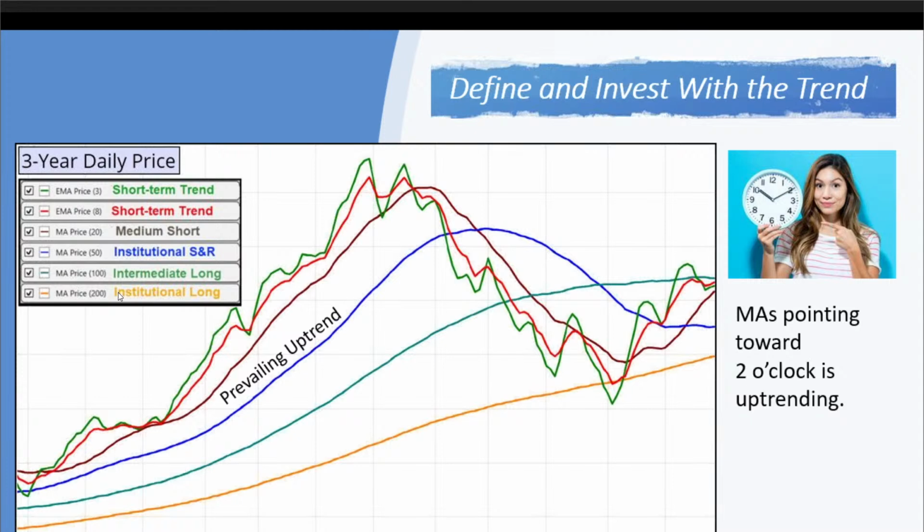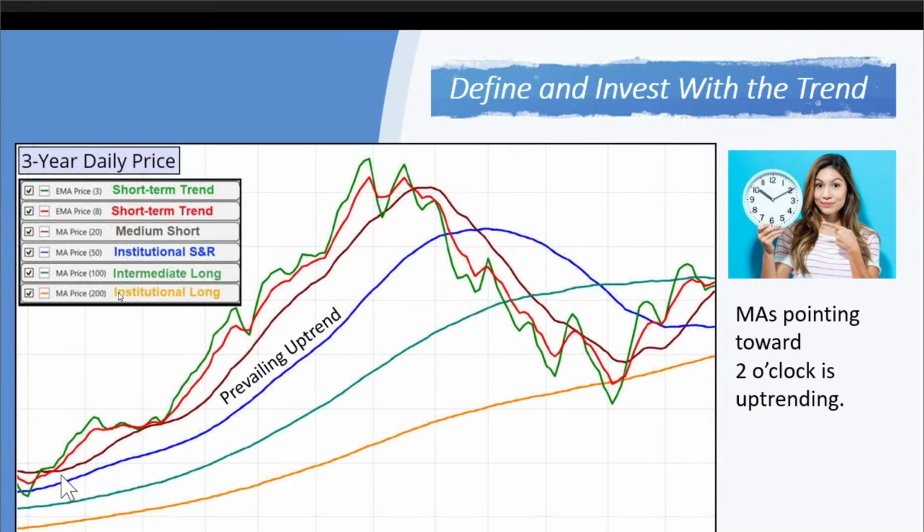Then you get your intermediate and institutional long moving averages, the 100 and the 200-day. I'd even throw the 150-day moving average in there as well. So your 100, your 150, and your 200-day moving averages are your long-term moving averages. Your 50 is your institutional intermediate term. You got your 20, which is your mid-short term, and then the two EMAs, the 3 and the 8, are your short-term moving averages. So you can see here the color codings.